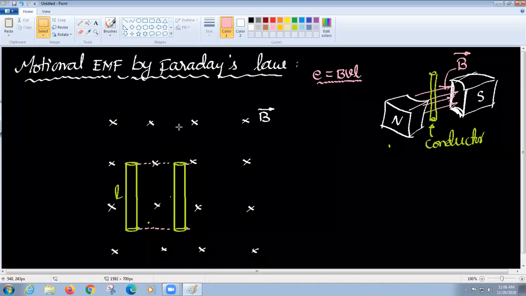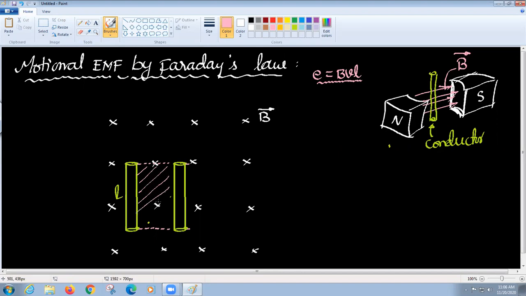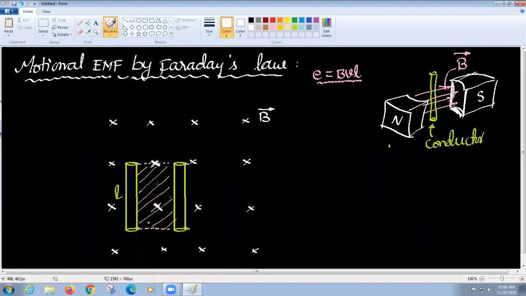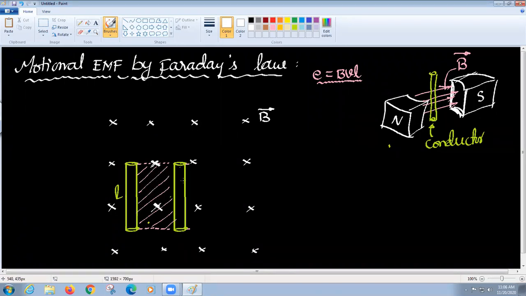Now what happened here? This conductor swept some area. Through this area, magnetic lines of force are passing, or we could say the conductor is cutting the magnetic lines of force. Or simply, there is a magnetic flux linkage and that's changing with this movement. He is moving this way.